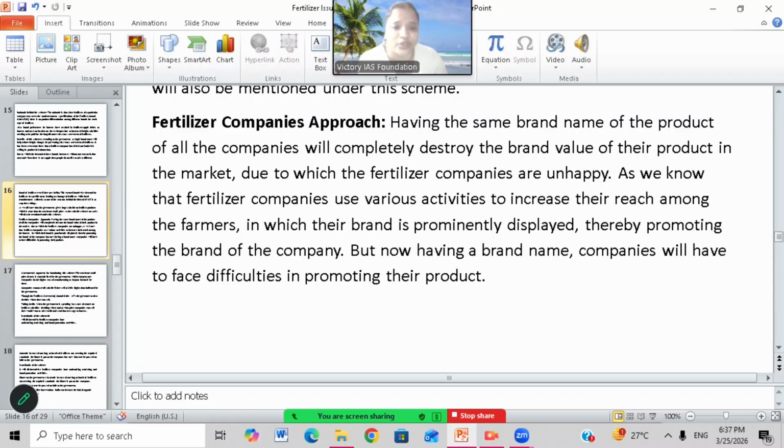As we know that fertilizer companies use various activities to increase their reach among the farmers, in which their brand is prominently displayed, thereby promoting the brand of the company.